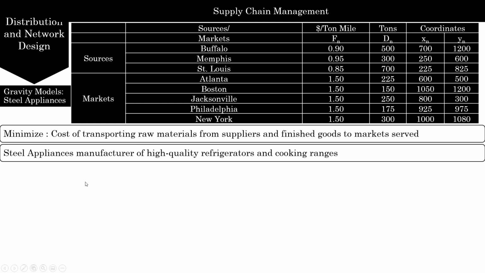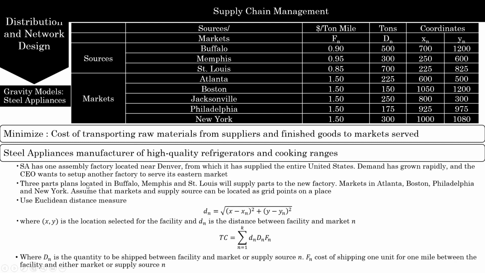Now, Steel Appliances is the example we're using. It's a manufacturer of high quality refrigerators and cooking ranges. And essentially, you have an assembly factory located near Denver, from which it has supplied the entire United States. Demand has grown rapidly, and the CEO wants to set up another factory to serve the Eastern market. So that's the problem.